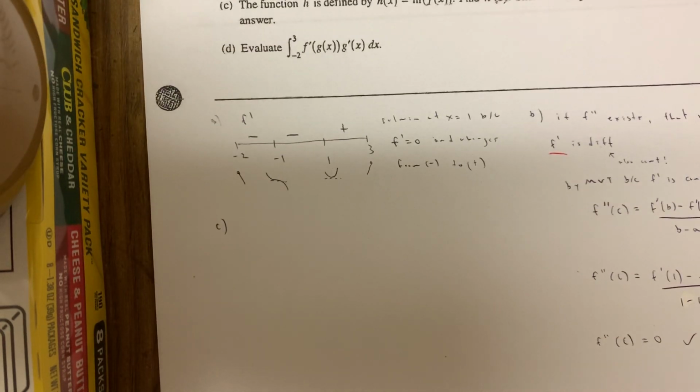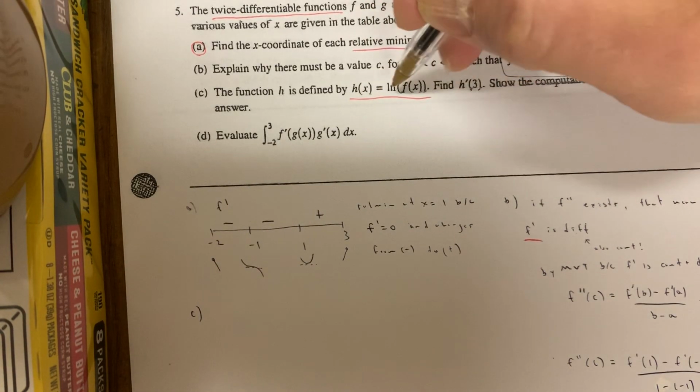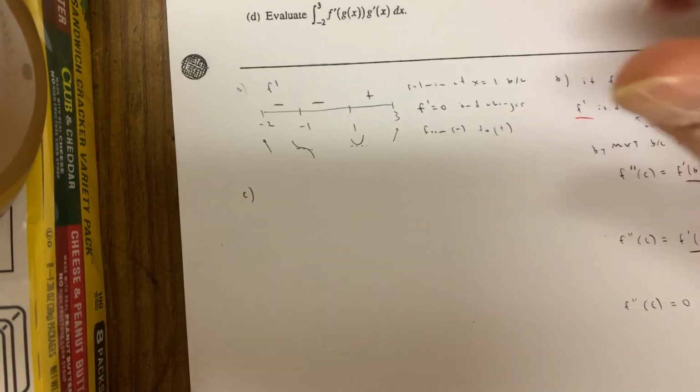And C is actually not bad. We've done this a lot. A lot of people are horrible at this on the AP. Hopefully you're not too terrible. They give you a nice little composite function here for h, a partially abstract. H of x is ln of f of x. They want h prime of 3, the derivative, show the computations that lead to your answer.